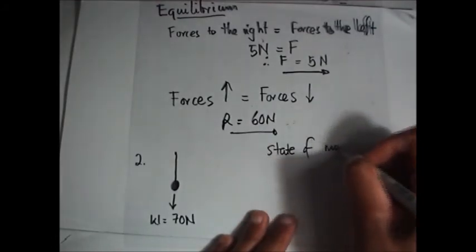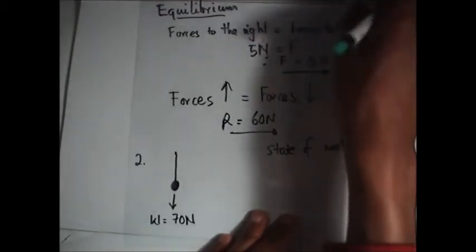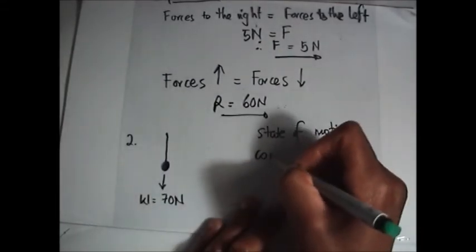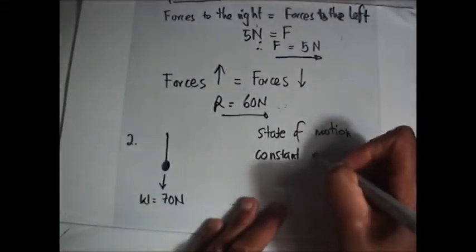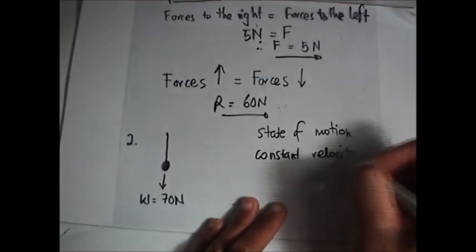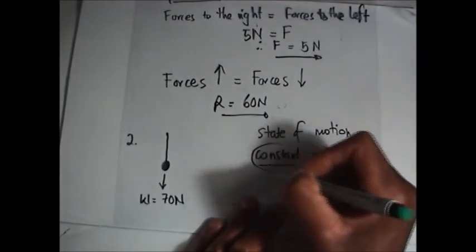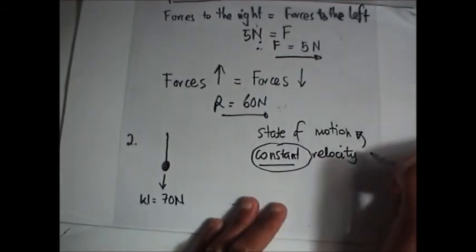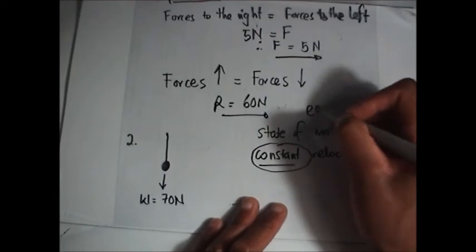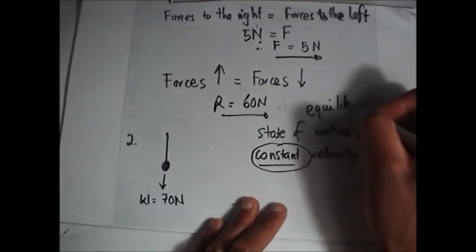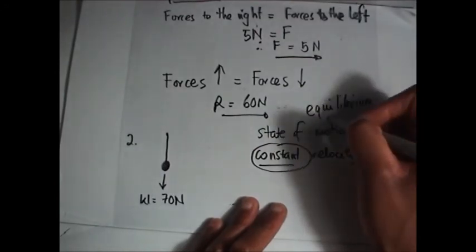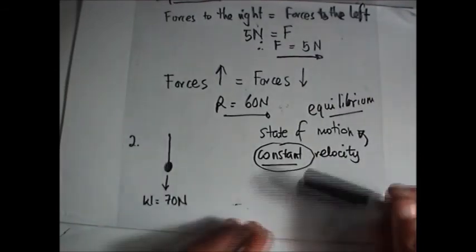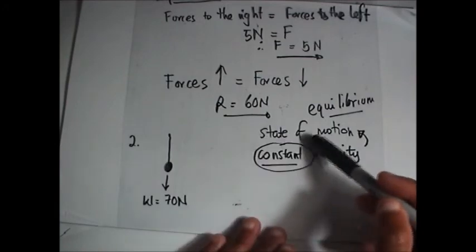The state of motion should not change. If it's moving, it should remain in its state of motion. This question says this body is moving with constant velocity, which is our keyword. Constant means no change. No change means the state of motion is being maintained. When state of motion is being maintained, we are back to what? To equilibrium. So in this case, although it's moving, it's moving at a constant velocity, it's maintaining its state of motion.